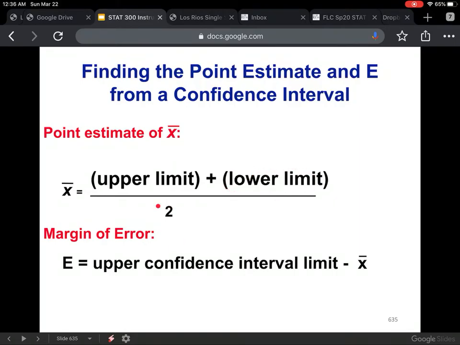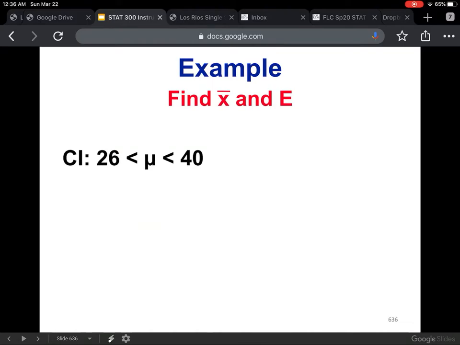Now, if you have the sample mean, it's really easy to find the margin of error. You would just take the upper confidence interval limit and subtract the mean from it, and you'll get the margin of error, that difference between the two. Let's do this with an example.